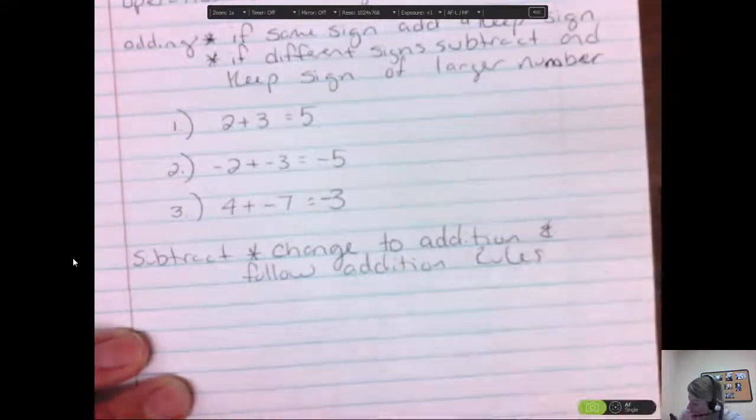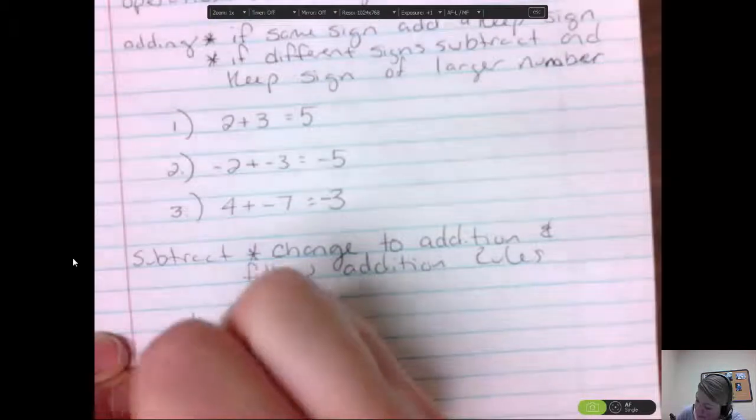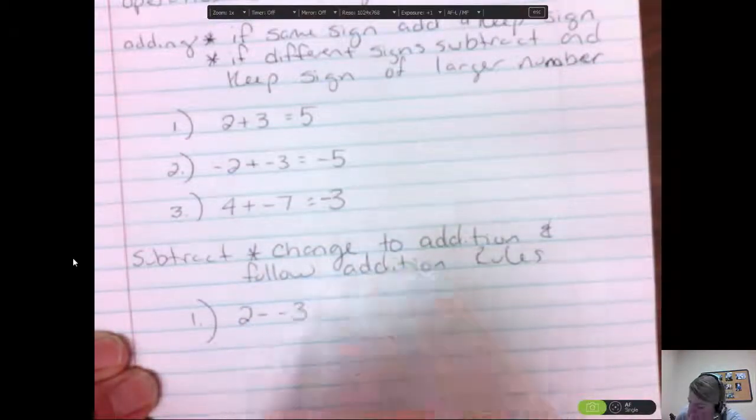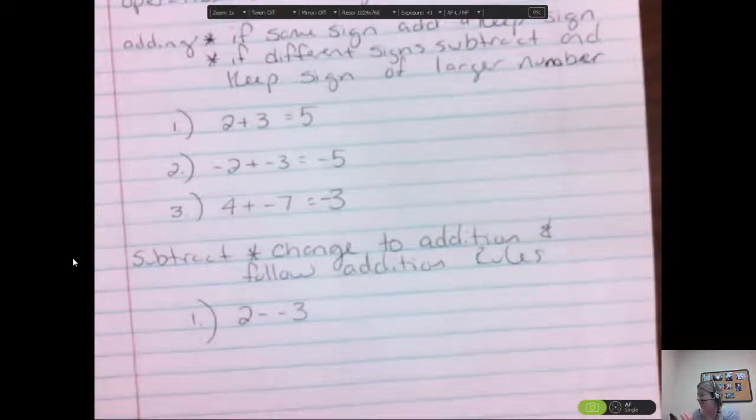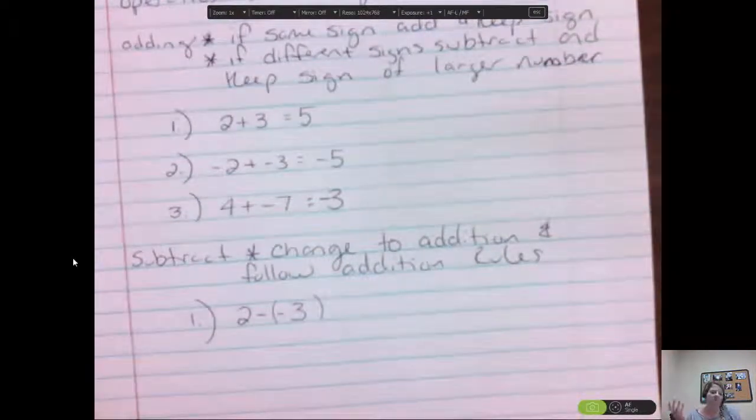So change to addition and follow your addition rules. What do I mean by that? Well, let's look. What if I have 2 and I subtract off a -3? So it's a double negative in a row. Sometimes you'll see a parenthesis around that one. Again, depends on the book. So it's a double negative in a row.